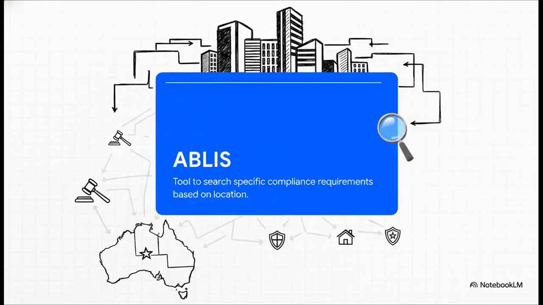Let's move on and see how this actually builds into a daily workflow, because keeping track of all these federal, state, and local laws can feel completely overwhelming. But that's exactly where ABLIS comes in, the Australian Business Licence and Information Service. This is basically the estimator shortcut.